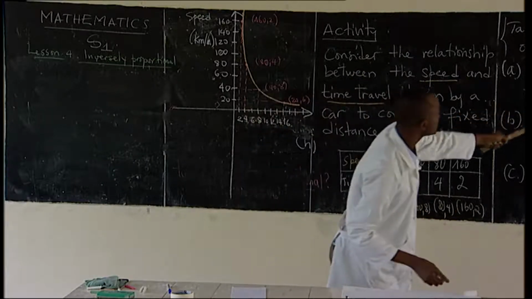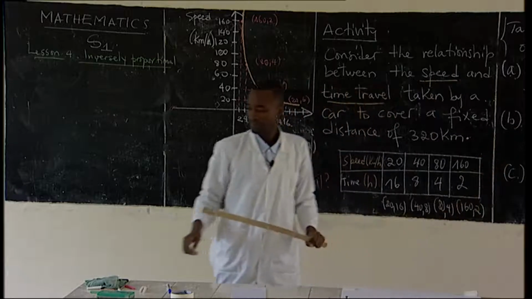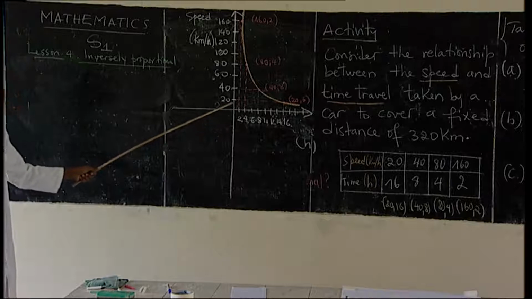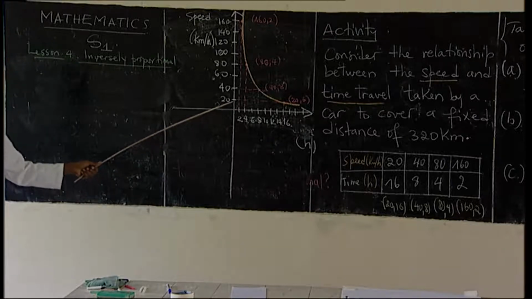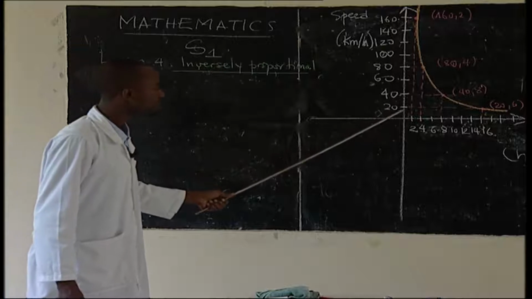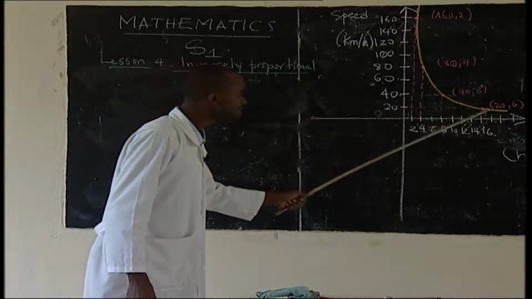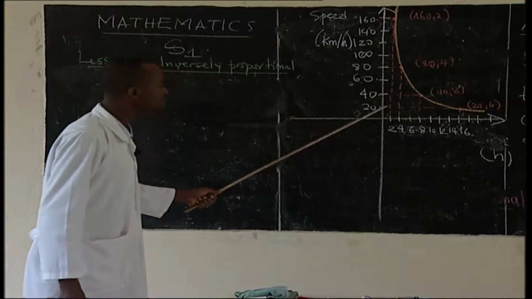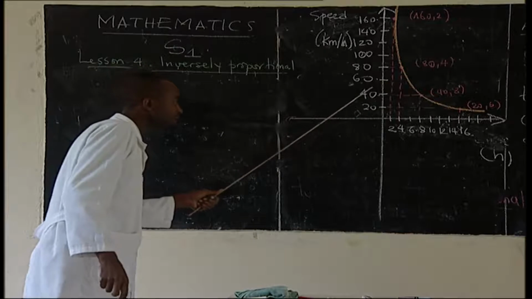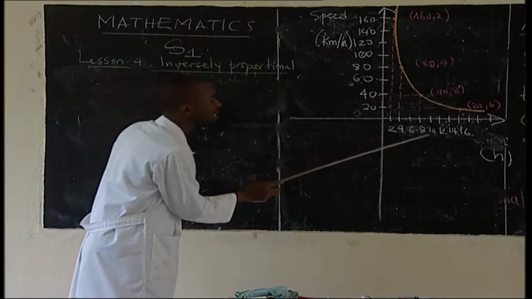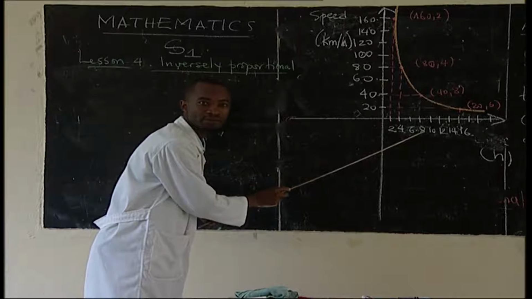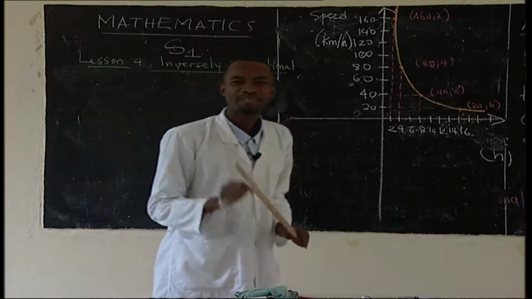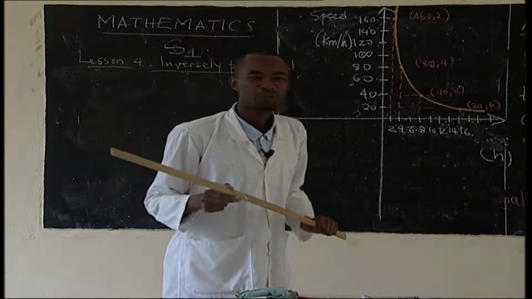What do you notice when the speed is doubled? For example, here the speed was 20. And when the speed was 20, we've used only 16 hours. But when the speed was doubled from 20 to 40, we've used only 8 hours. What do you notice? I wonder, you have some seconds to think about what you notice.